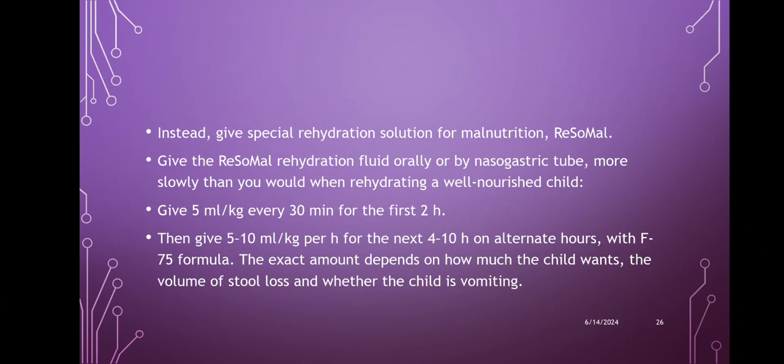we call ReSoMal. So give the ReSoMal rehydration fluid orally or by NGT more slowly than you would when rehydrating a well-nourished child. So what does that mean? You give 5 ml per kg every 30 minutes for the first 2 hours. Thereafter, you give 5 to 10 ml per kg per hour for the next 4 to 10 hours on alternate hours with F75 formula. The exact amount of ReSoMal you give will depend on how much the child wants, the volume of stool loss, and whether the child is vomiting.